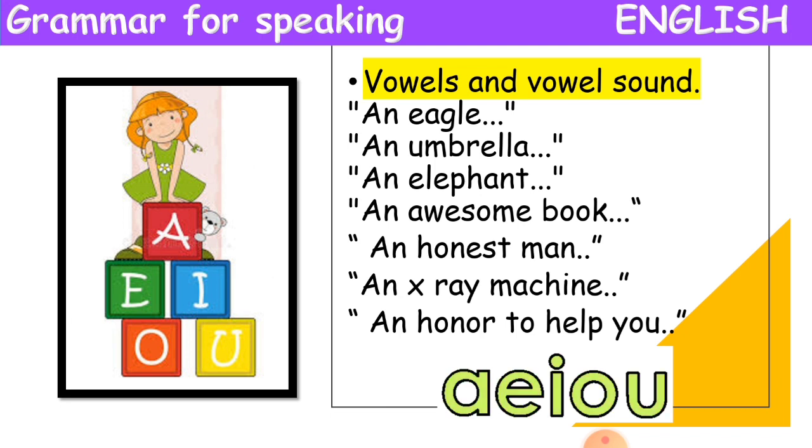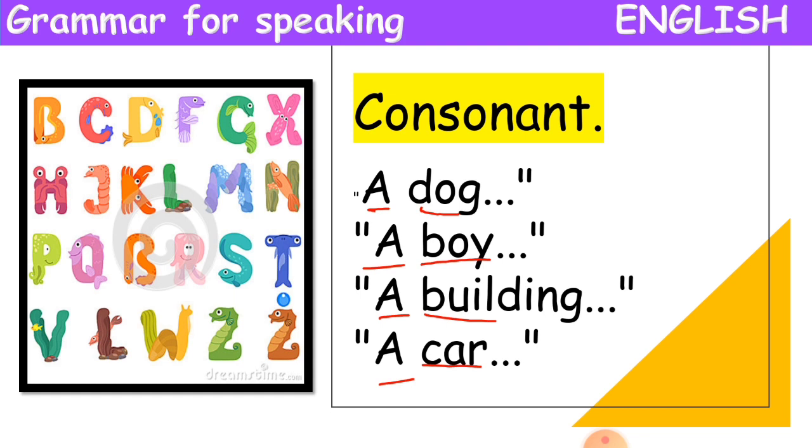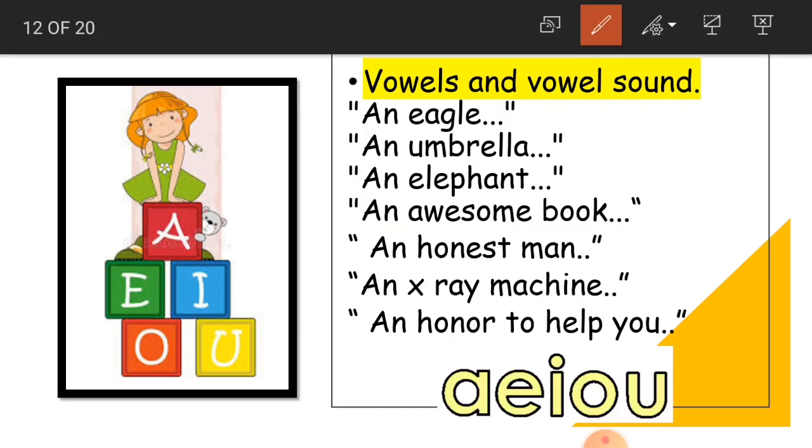Now vowels. So what are vowels? A, E, I, O, U. Okay, so not only the letters, children, even the sound like a, E, I, O, U. Even the sound, if you get that sound in a particular word, in front of that word you have to use an. So not only vowels, you have to remember the vowel sound also here.